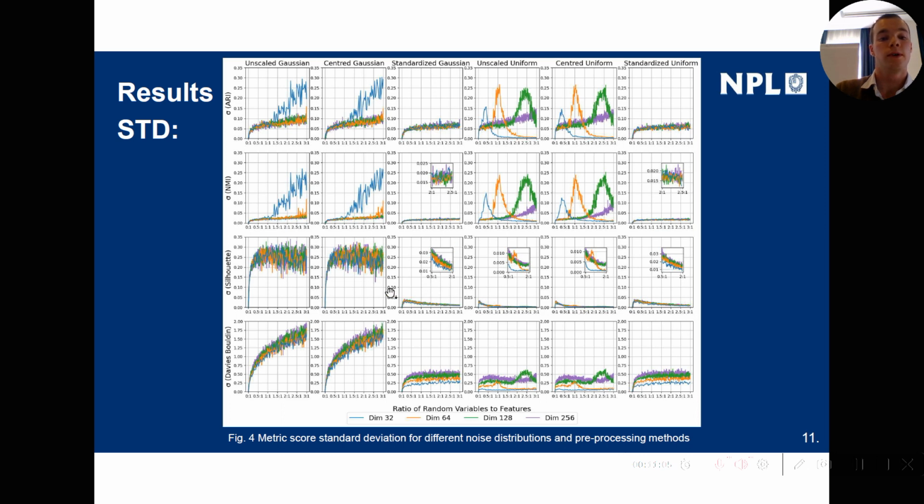For the silhouette score, again, standardizing really reduces the variance between the runs, and standardizing the data makes the Gaussian and the uniform comparable. And then again, we did see some interesting dynamics for the Davies-Bouldin metric score, and we see minor peaks here as well, which also represent the turning points in the results.